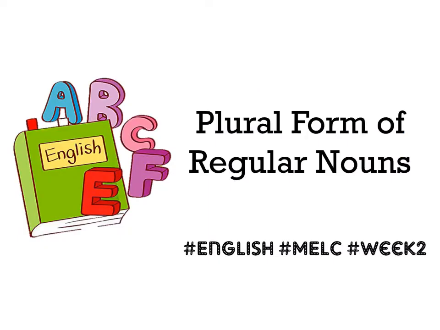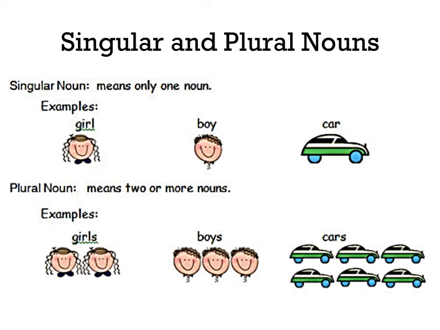So now let's go to the plural form of regular nouns. So, singular and plural nouns. Singular noun means only one noun. Examples are girl. As you can see in the picture, the girl is only one. And then the next one is a boy, and it's only one. And car, it's only one. Okay, singular means only one.